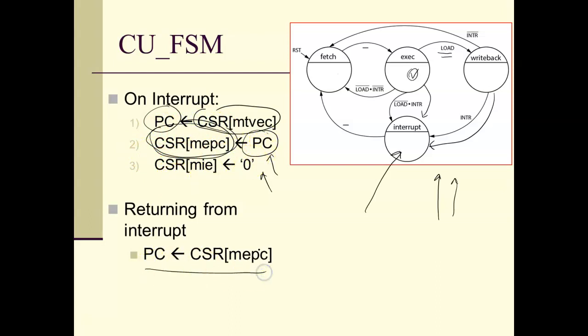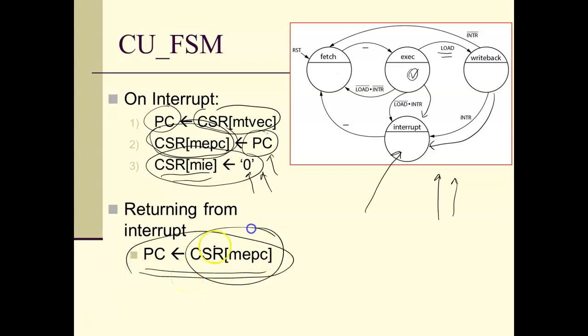You can see it down here. We'll get to that in a second. The third thing I'm going to do is mask the interrupt. I'm going to disable the interrupts by writing a 0 to this register here. Now, the issue here is I can do all 3 of these things in one cycle. So anyway, let's look at this. When I'm returning from interrupt, what I'm going to do is just take that return address I stored in this register and put it in the PC.